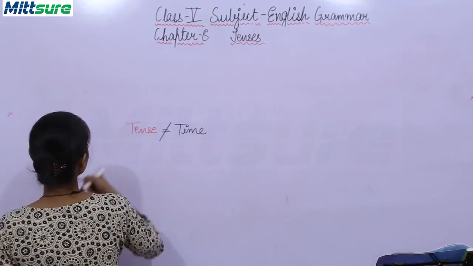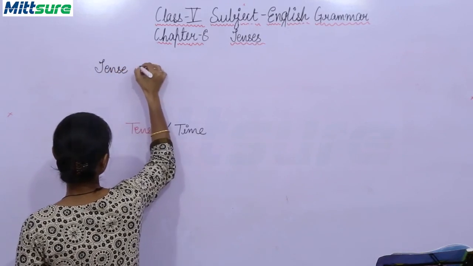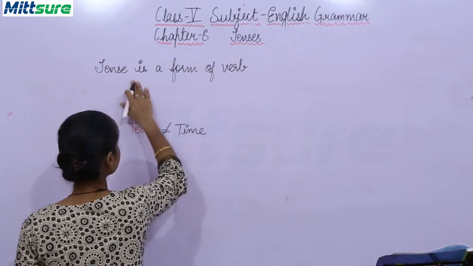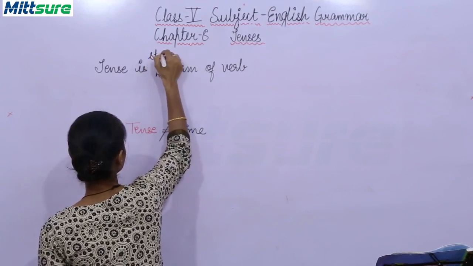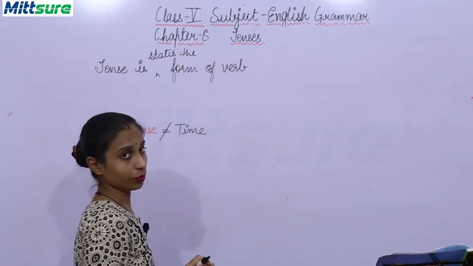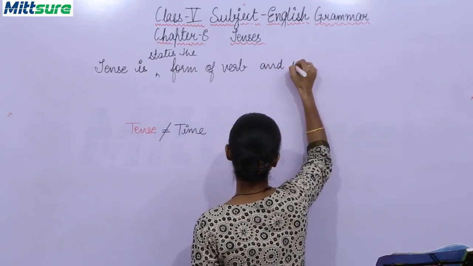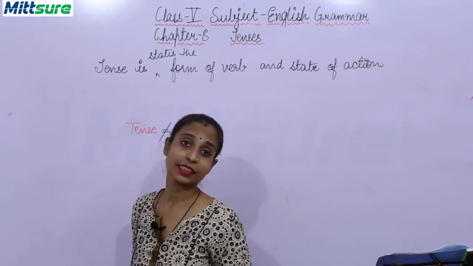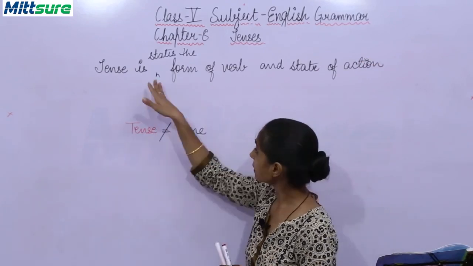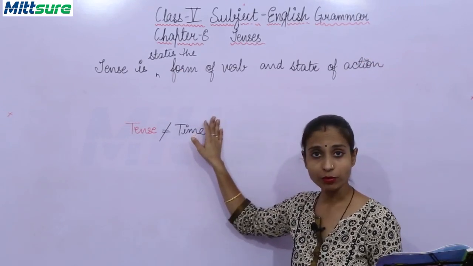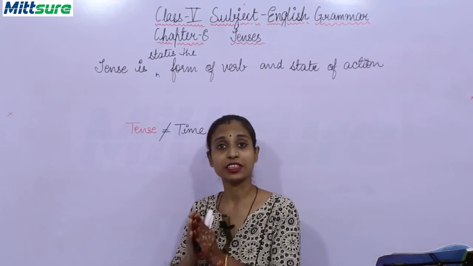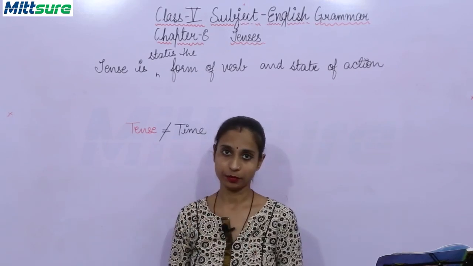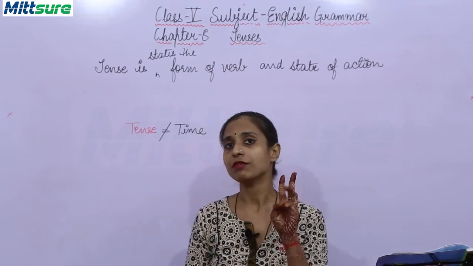You can say that tense states the form of verb and the state of action. This could be the correct definition of tense. How? Tense tells you the form of verb, and it tells you the state of action. In short, it tells you when the action was done. Form of verb, which form of verb we are using. Now children, there are three forms of verb.